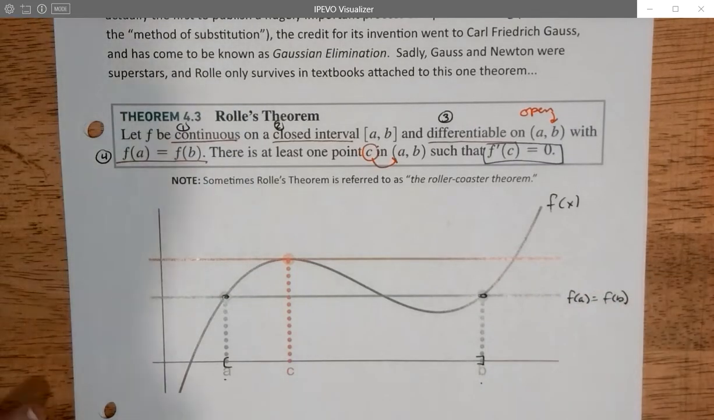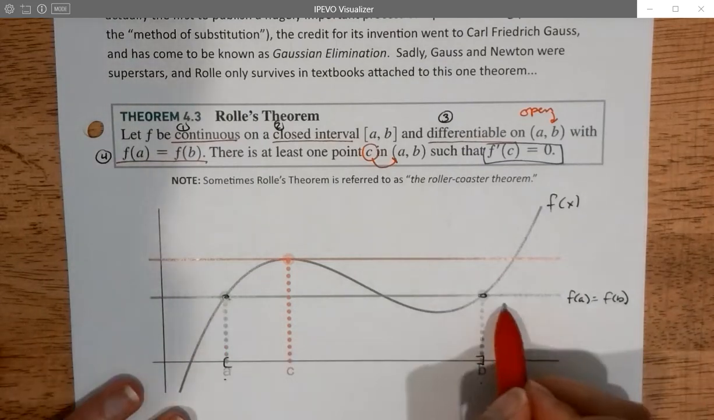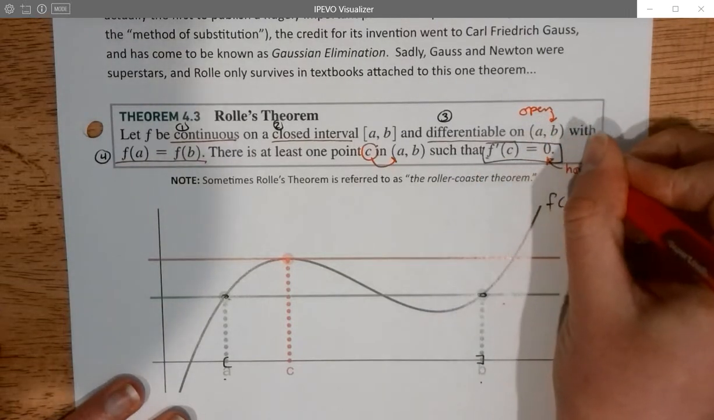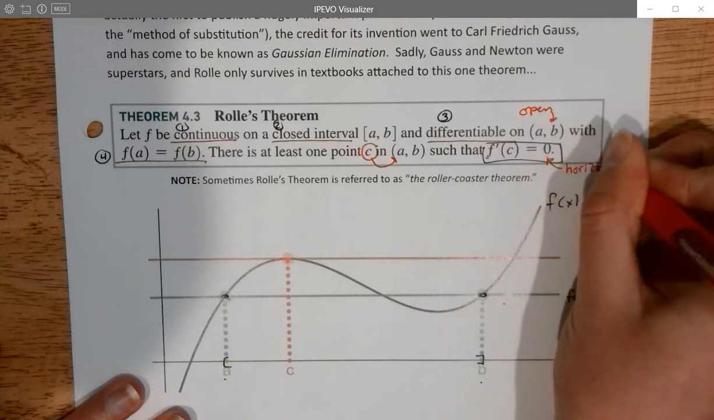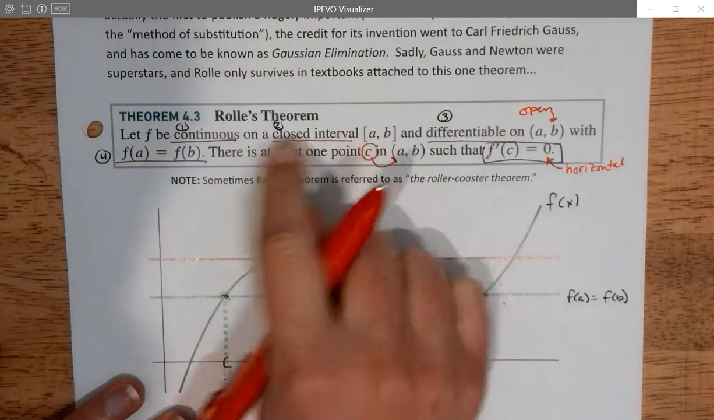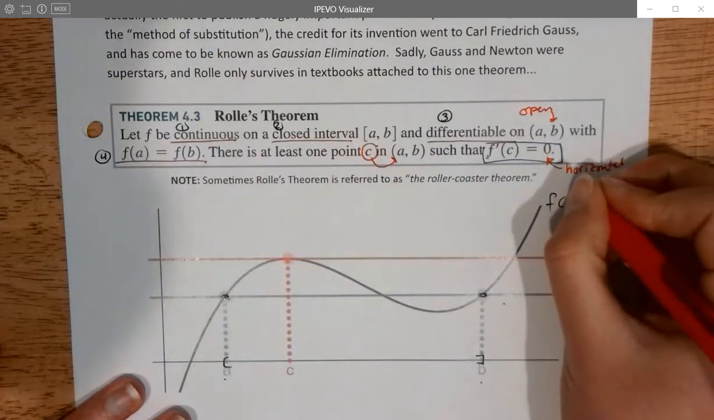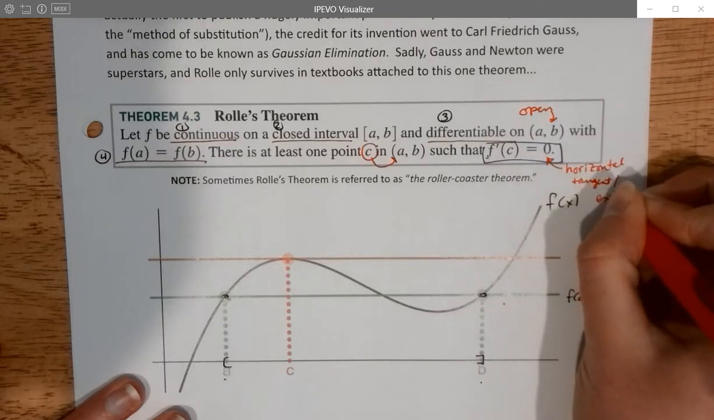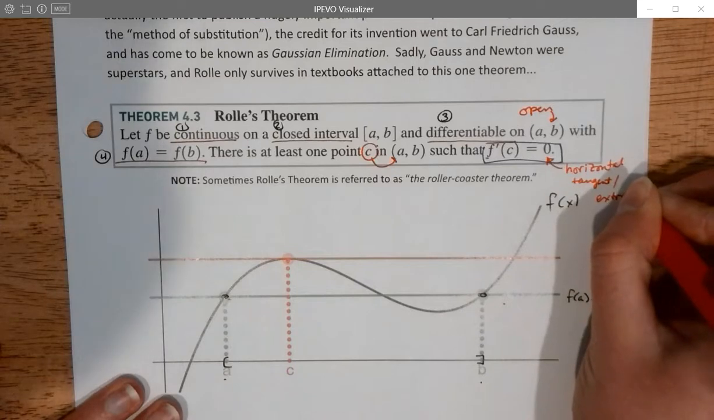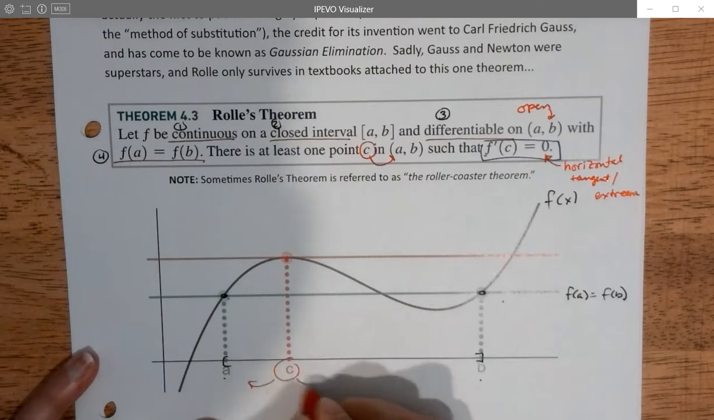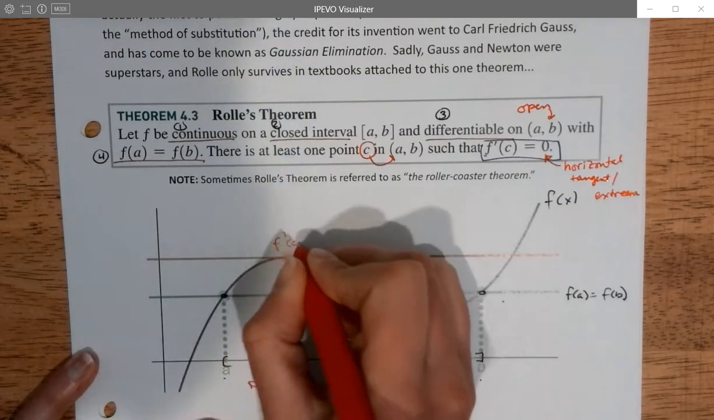Then what the theorem says is that there exists at least one point between a and b such that the derivative is equal to 0. And the derivative equal to 0 means we have a horizontal tangent. Even more, because we're continuous and differentiable on a closed interval, it's also guaranteed to be an extrema, so it can be used to identify the existence of extrema. Here's a candidate c. It's in the interval between a and b, and it satisfies f prime of c equals 0.